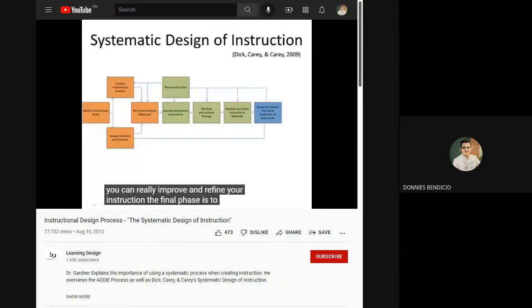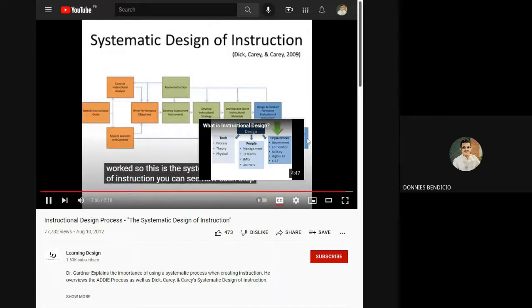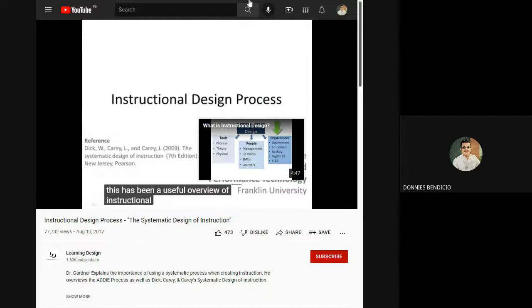The final phase is to design and conduct a summative evaluation. This summative evaluation really lets you know whether or not your instruction worked. So this is the systematic design of instruction. You can see how each step or phase builds on the previous. I hope this has been a useful overview of the instructional design process, and we will continue to develop videos to help explain instructional design concepts.